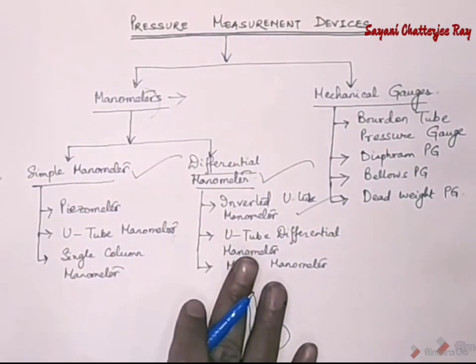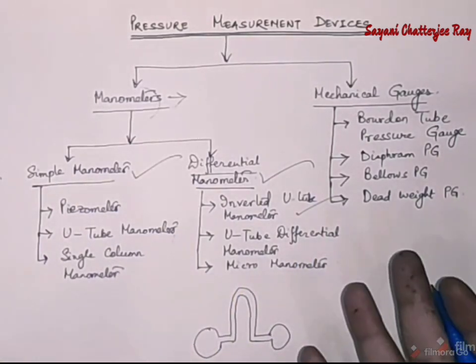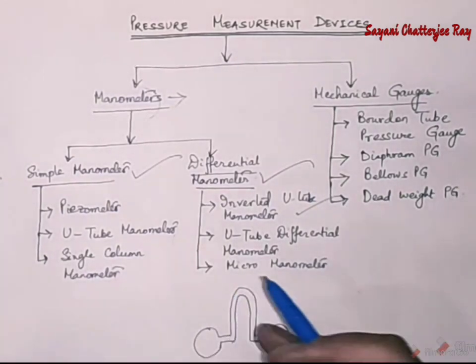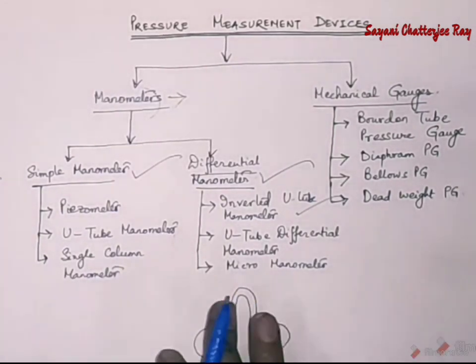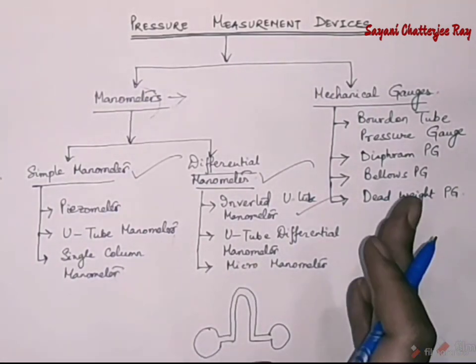I hope this video is clear to all of you. In this video we have learned what pressure is, what the units of pressure are, what the different pressure measuring devices are, and the relationship between atmospheric pressure, gauge pressure and absolute pressure. So that's all for today. Thank you all for watching this video.